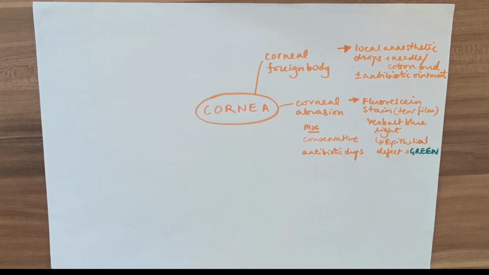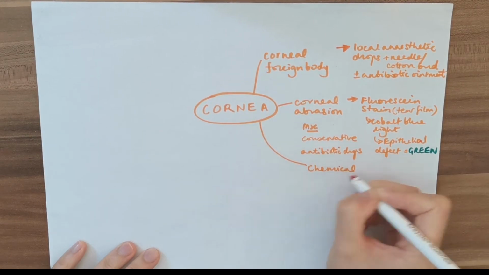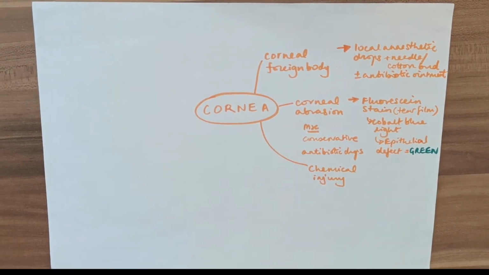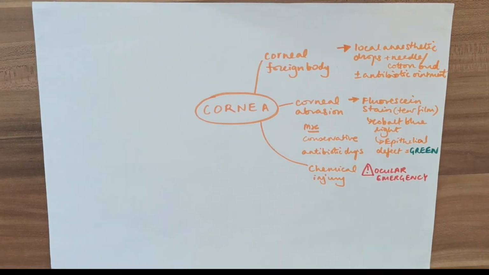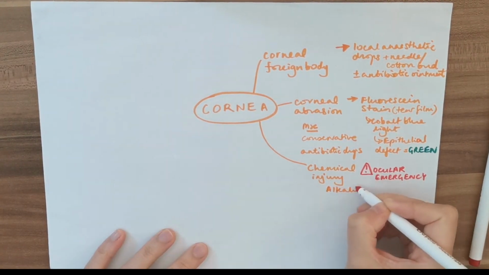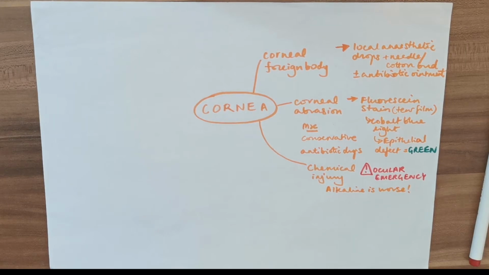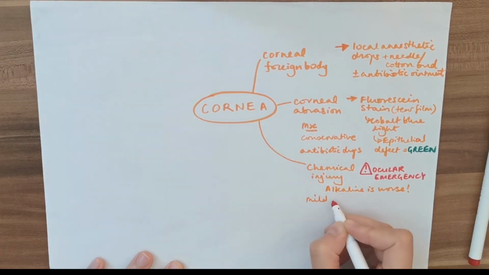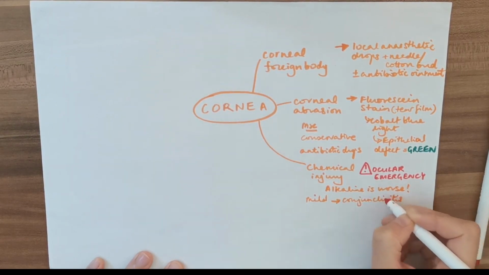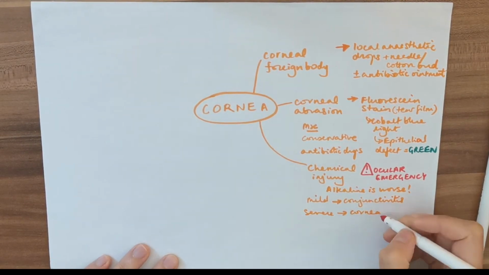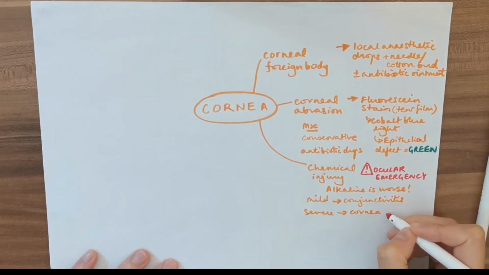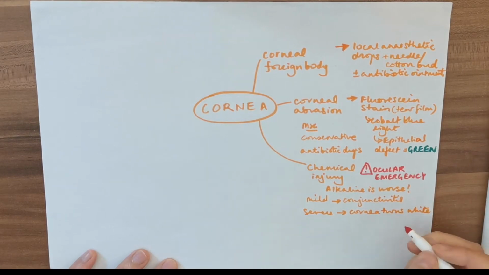Chemical injury is an ocular emergency, and alkalis are worse than acids because they saponify the lipid and that dissolves the cell membrane really quickly and further penetrates into the eye, whereas acids coagulate protein and sometimes actually reduce the penetration of the acid. Mild burns can cause conjunctivitis, but more severe burns can cause the cornea to turn white because of vascular closure, which is followed by sloughing off of the dead epithelium.